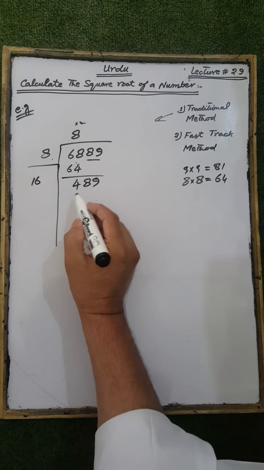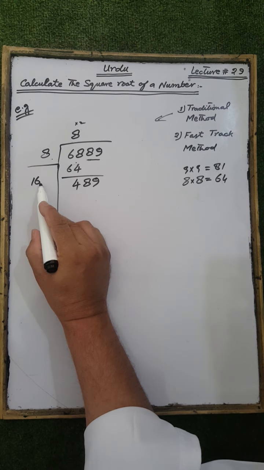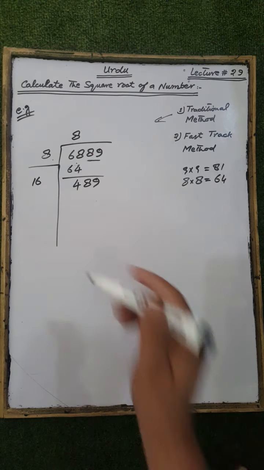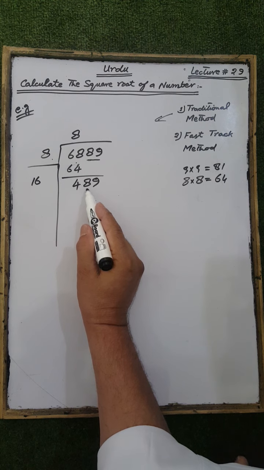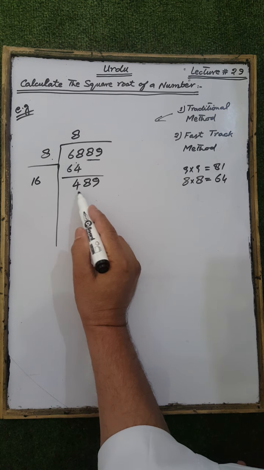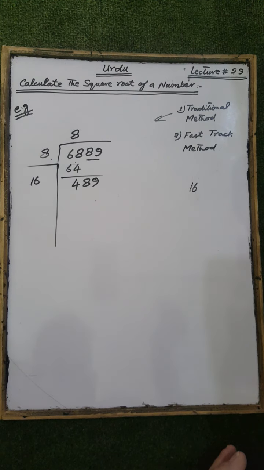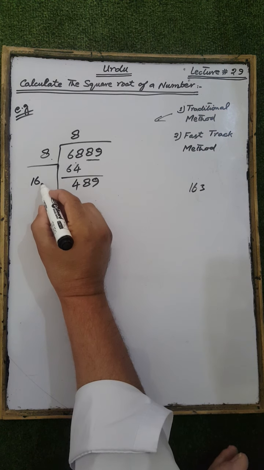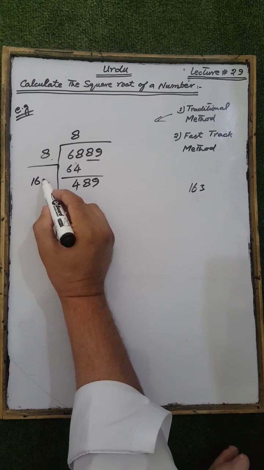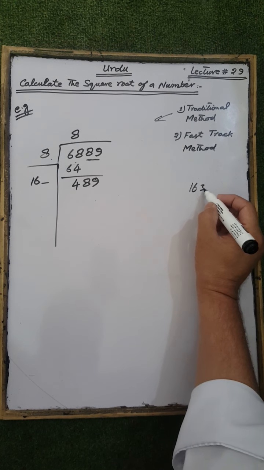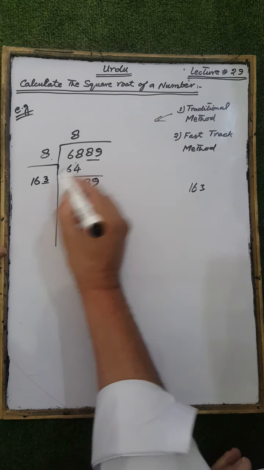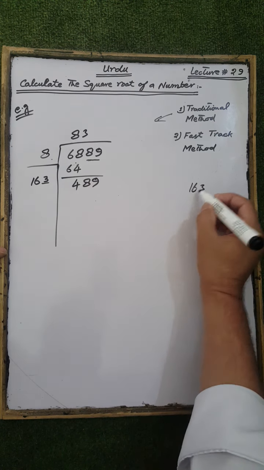Now we multiply this number by another number such that the multiplication of that number with the number is equal to 489 or less than 489. For the next step, we have to select a number and write it here. If we select the number 3, then we multiply 3 with 3.